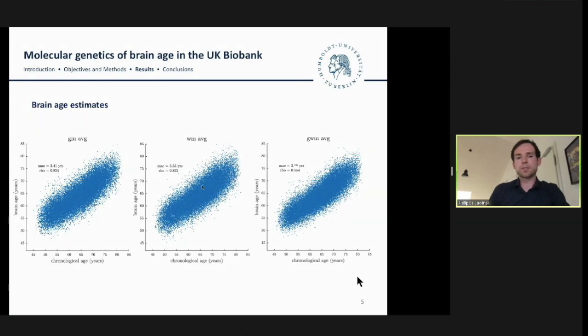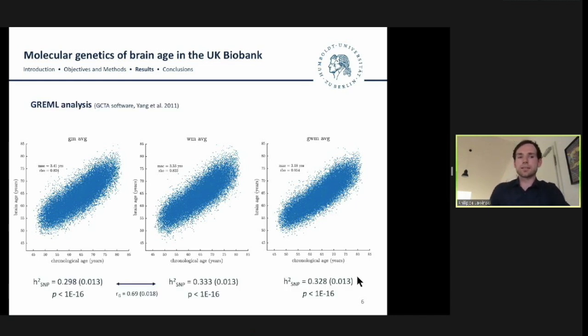So there are some subjects who have a higher brain predicted age relative to their chronological age. Some of them have a lower brain predicted age compared to their chronological age. And previous studies have shown that this gap, this discrepancy, is associated with, for example, cognitive performance variables. Now, we wanted to find out whether this discrepancy is also heritable.